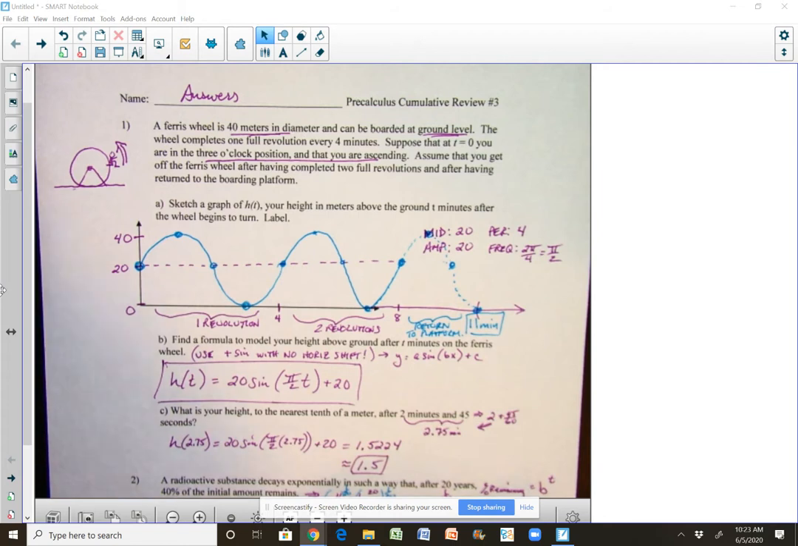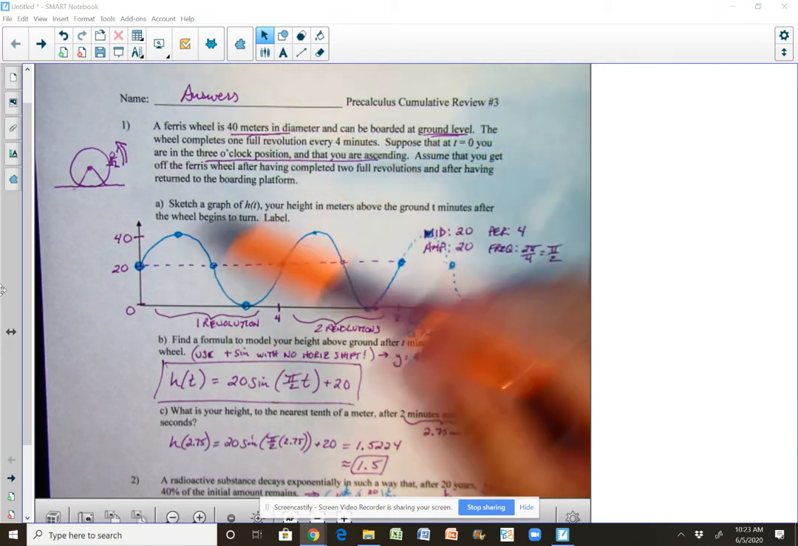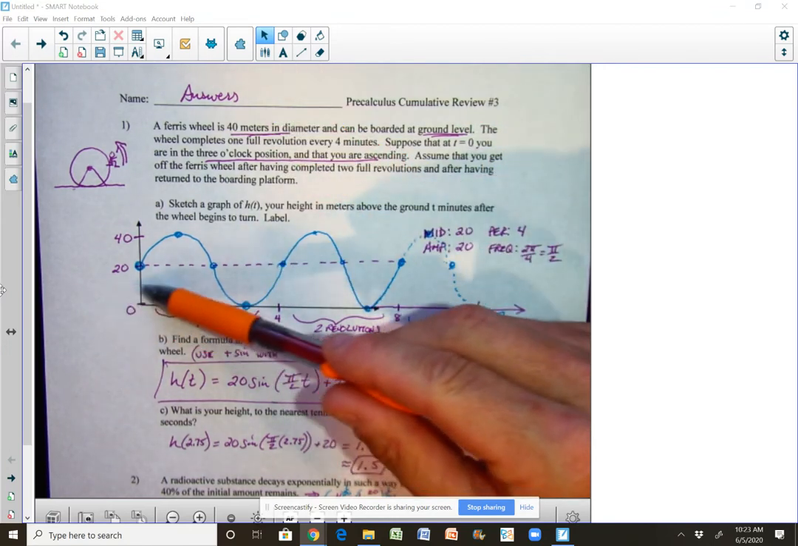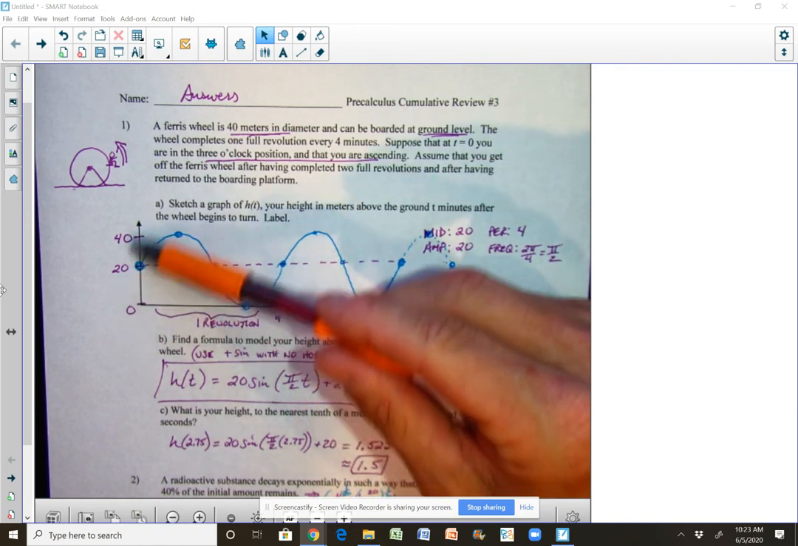All right. So just walking through the answer sheet here. First question is a trig graph question, modeling, using a Ferris wheel as our example. So you'll notice that it says you board at ground level and it's a 40-meter diameter. So we're starting at 0. There's no platform to walk up, and it goes 40 meters total.